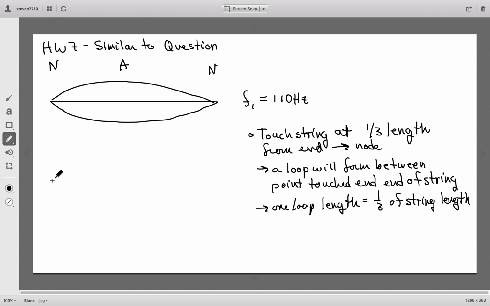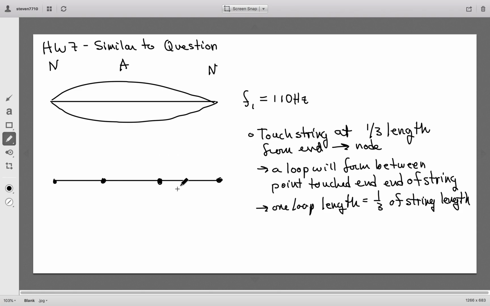So I'll show the equilibrium position again of the string right here, and then I'll just do my best guess and say this is 1/3 of the length. Then there'll be another node at 2/3 of the length, or at the other third. Then there'll be, of course, a node at the end. So if you touch a string at 1/3 of its length from the end, you've formed a loop that is 1/3 the length of the string. Because loops are always the same size, you're going to have 3 equal length loops.